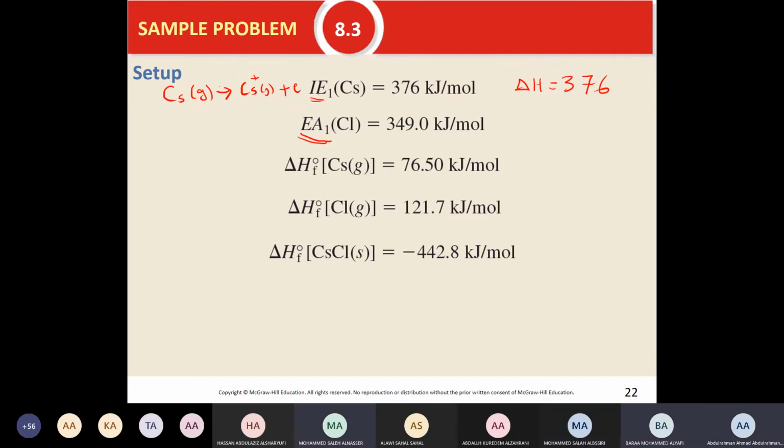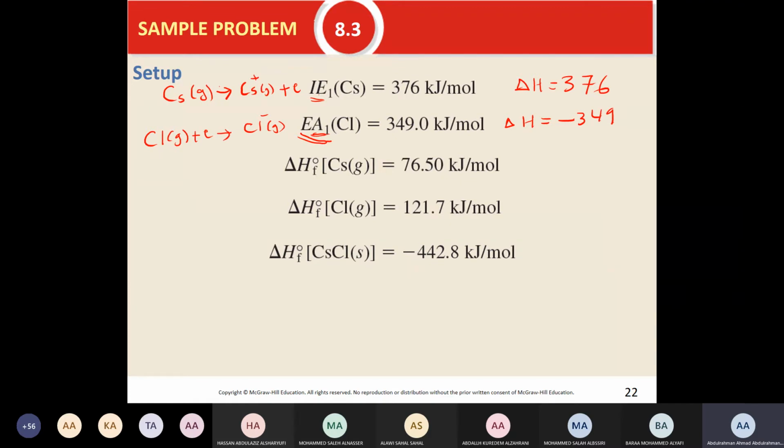What's this? Read this. Electron affinity, minus 3 4. What should I write? Cl plus electron to give you Cl minus gas. What's delta H? Minus 3 4. Yes, it is always the negative of the electron affinity. Clear? Good.